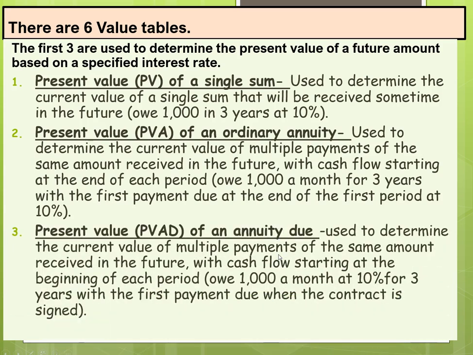Now, present value of an annuity due is the same thing as the PVA table, except the assumption is that you're going to receive the same payment over a period of time in the future, however the first payment is owed at the date of the contract or when the deal initially starts. So that's a different table. Whenever you're working a problem, you need to focus on, if it's an annuity, when is the first payment due? Is it at the end of the period? Use the PVA table. If it's at the beginning of the period, you use the PVAD table.